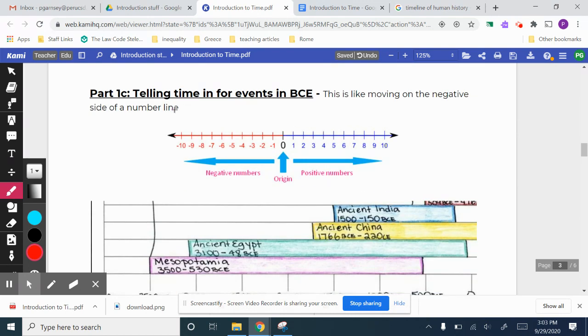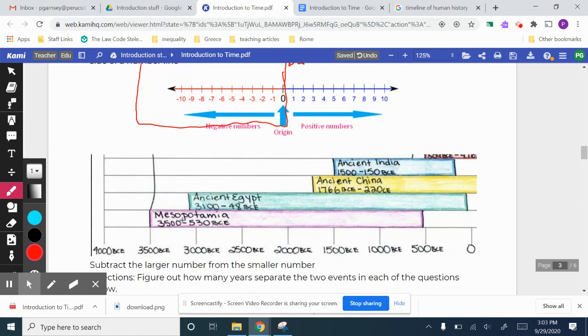All right, part 1C, telling time if both events are in BCE, or before Common Era, also known previously as BC. So in this, we're just dealing with the negative side of a number line. All right, and we have this little timeline here. I know it's not as cool as TikTok, but we have our ancient civilizations, which we'll be learning about in a little bit.